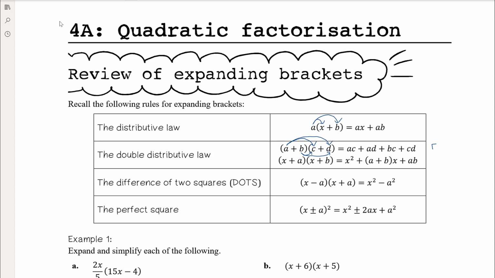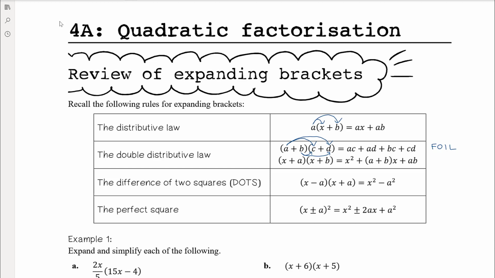And sometimes you might have used the acronym FOIL to help you avoid missing a term. That is first, outside, inside, and last. So you multiply the first terms in each of the brackets together, a times c, the outside terms together, a times d, the inside terms together, b times c, and then the last terms together, so b times d.